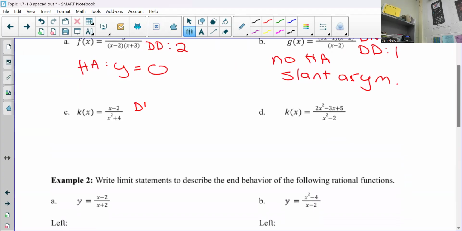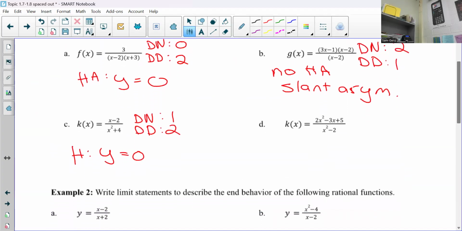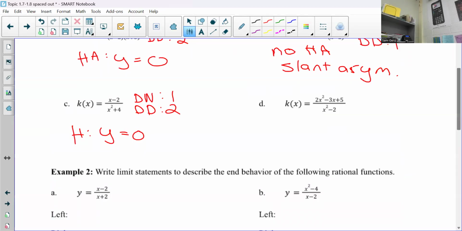This one, the degree of the numerator for C is 1. The degree of the denominator is 2. The bottom is bigger. Horizontal is y equals 0. This one, the degree of the numerator is 2. The degree of the denominator is 2. It is therefore the ratio of the coefficients. So y equals 2 over 1, which is 2.